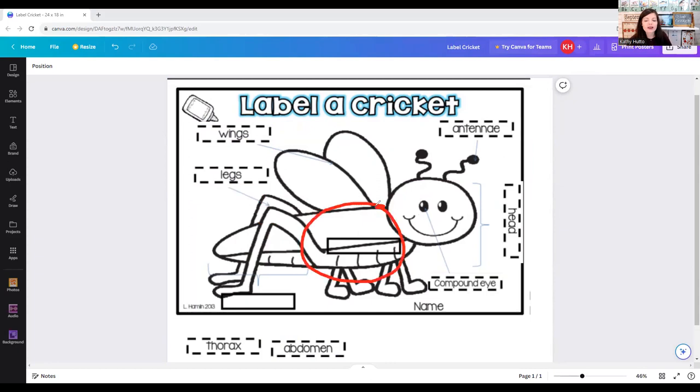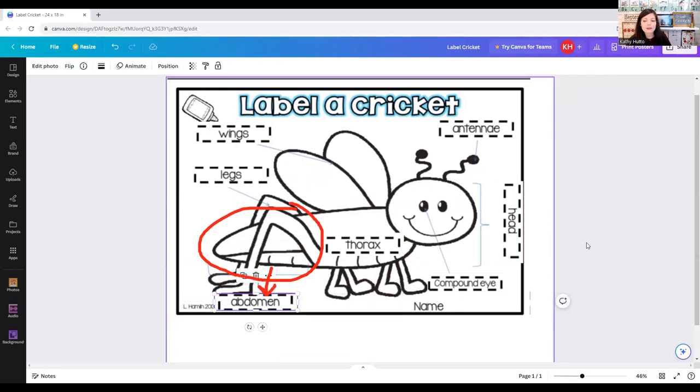This part right here, just past the head, is called the thorax. T-H says th, as in thorax. And then this part right here at the end of the cricket, that's called the abdomen. Look for A-B, ab, abdomen. So those are the parts of a cricket.